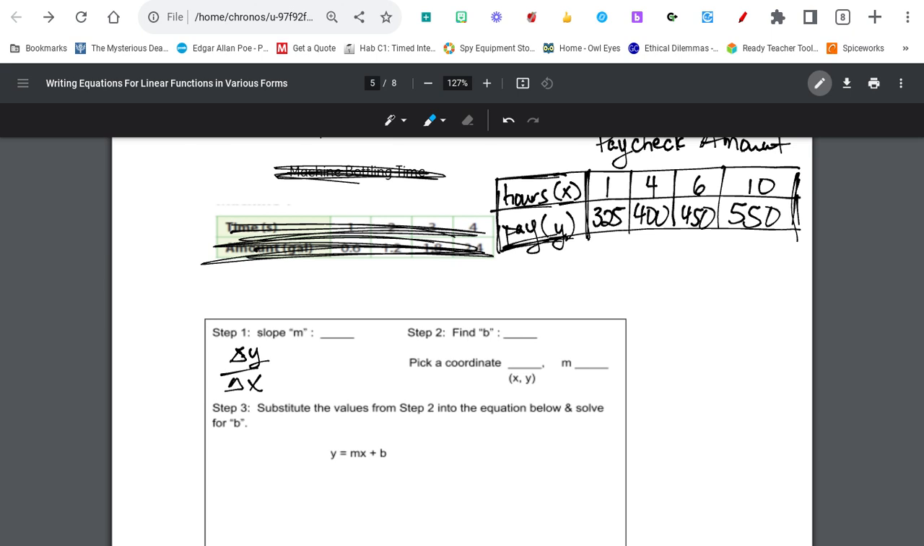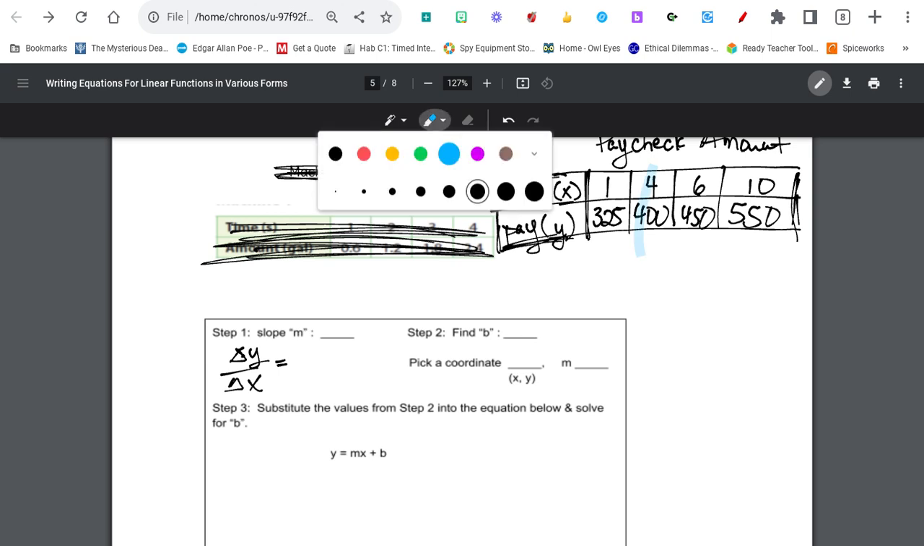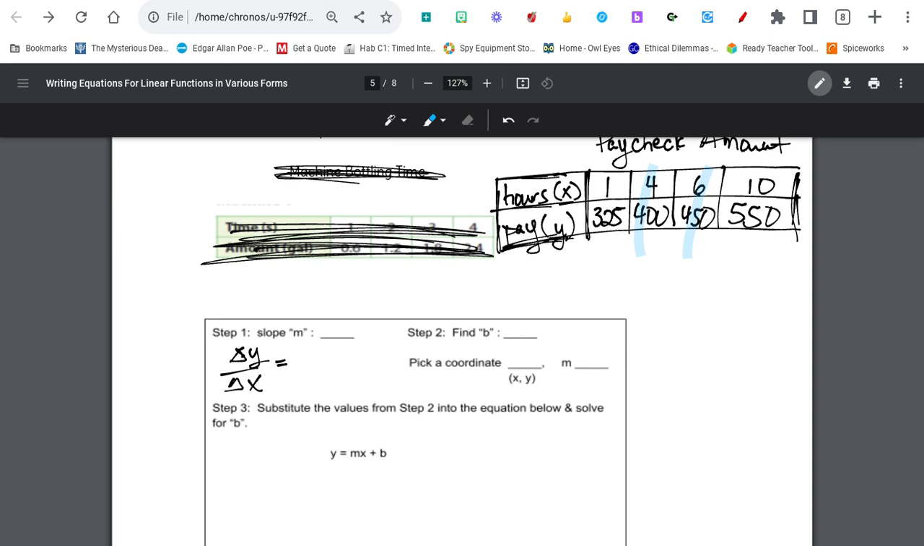I'm gonna go with the change in Y over the change in X. Pay is like my Y, and X is my hours. So I'm just going to look at the change. I'm gonna pick 2 points. These two look easy, so I'm gonna do these two.